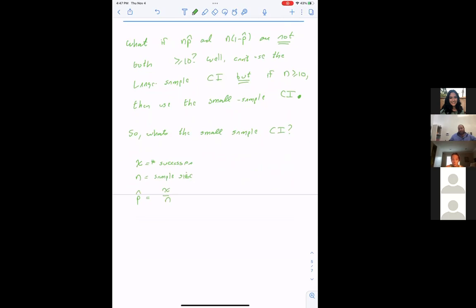But for the small sample confidence interval, we do it a little differently. We define this new thing called P twiddle. That's the way we pronounce it, P twiddle, which is X plus 2 over N plus 4. We add 2 to the number of successes, and we add 4 to the sample size. P twiddle equals X plus 2 over N plus 4. And the confidence interval then is P twiddle plus or minus Z star square root of P twiddle times 1 minus P twiddle over N plus 4.